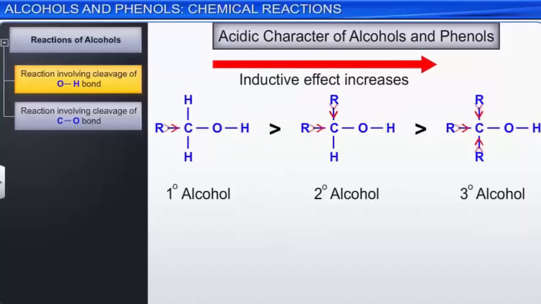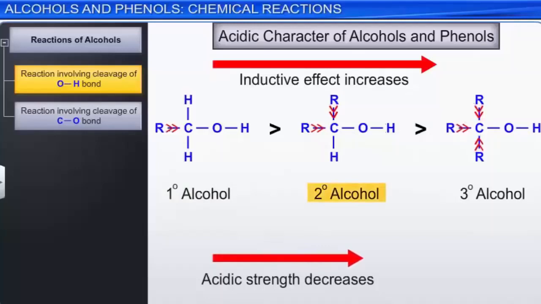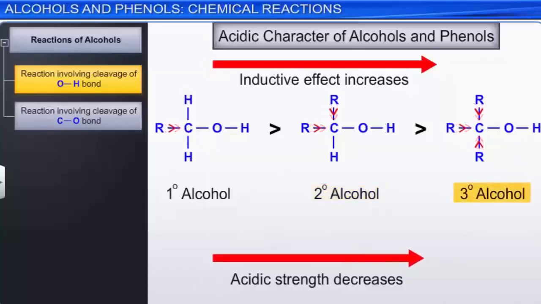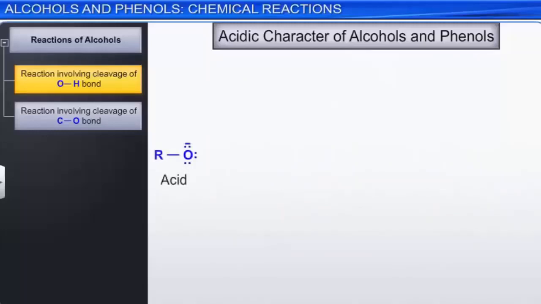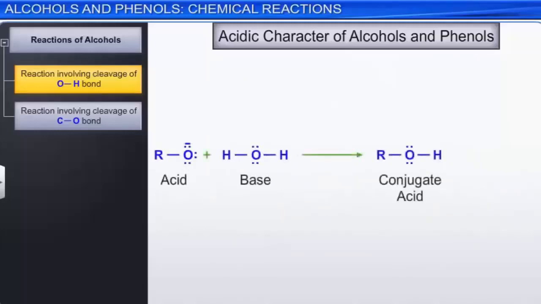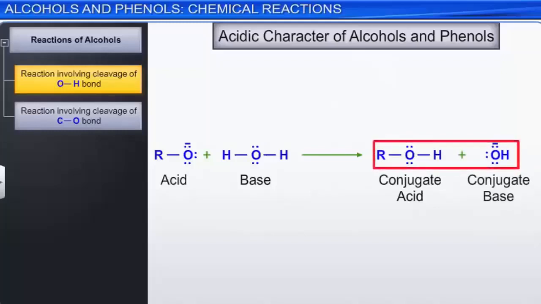Methyl and primary alcohols, which have the lowest degree of the inductive effect, are slightly more acidic than secondary alcohols. Secondary alcohols are slightly more acidic than tertiary alcohols, which have a strong inductive effect. Alcohols are weaker acids than water. We know this because alkoxide ions react with water to form the alcohol, the conjugate acid, and a hydroxide ion. Since this reaction favors the products, it means that water is a better proton donor than the alcohol.